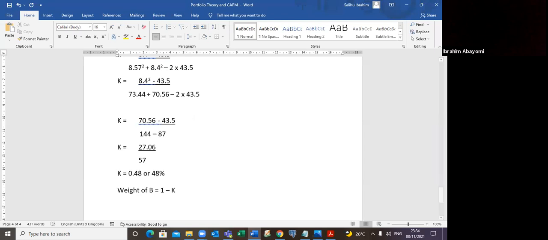Did you not understand that? That formula you gave us yesterday. Yes, exactly. So the weight of B will be equal to 1 minus 0.48. And what is 1 minus 0.48? 0.52.